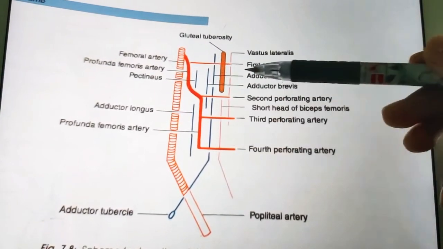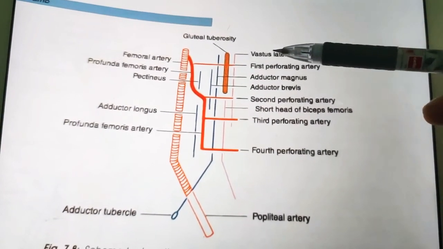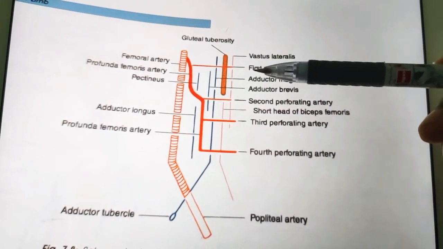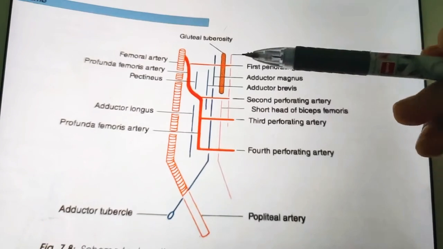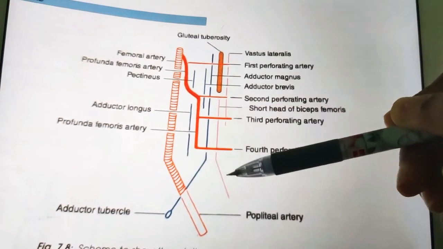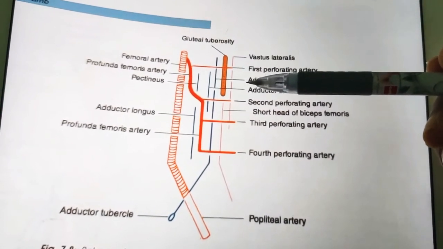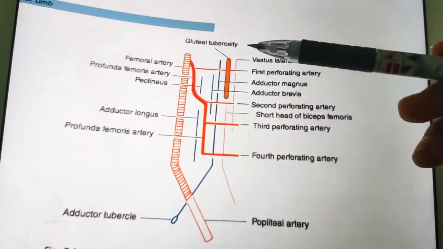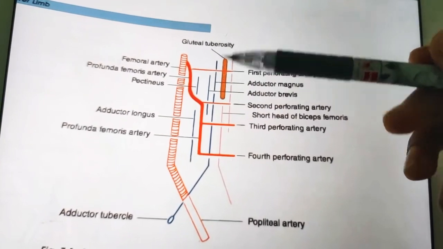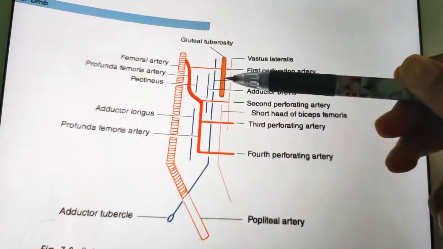If you observe, they are passing through this blue line, the adductor magnus muscle, and they wind round the back of the femur. They pierce the aponeurotic origins of different muscles which are attached to the linea aspera. You can see the linea aspera here in the midline. Many muscles attached to the linea aspera are pierced by these four perforating branches of the profunda femoris artery. They ultimately end in the vastus lateralis; this red line represents the vastus lateralis.